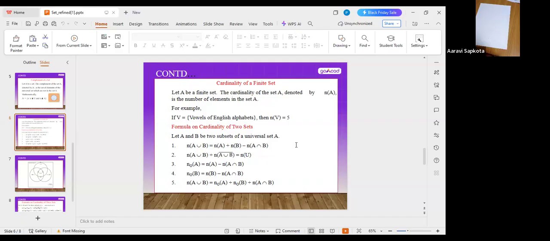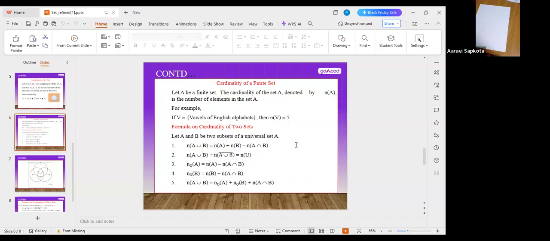Now we come to the major part of our discussion. Cardinality of a finite set. Cardinality or cardinal number is the number of elements of a finite set. We cannot count the number of elements of an infinite set. So cardinality refers strictly to a finite set only.